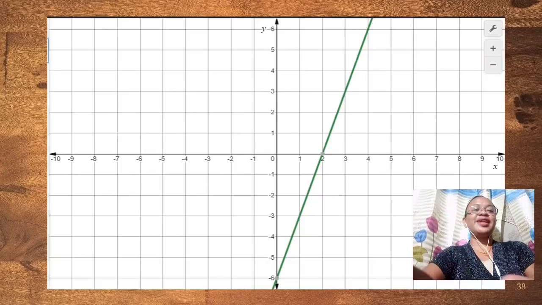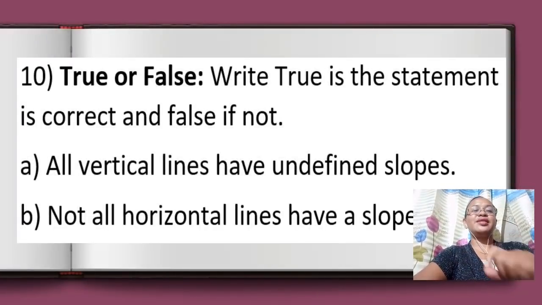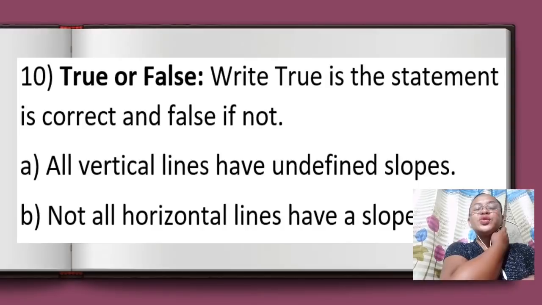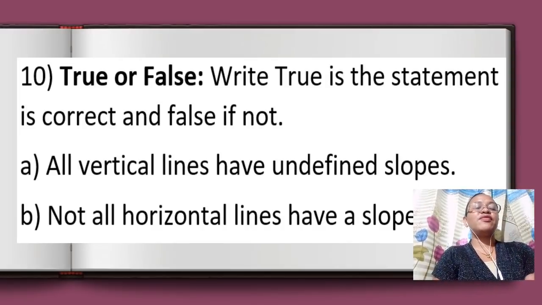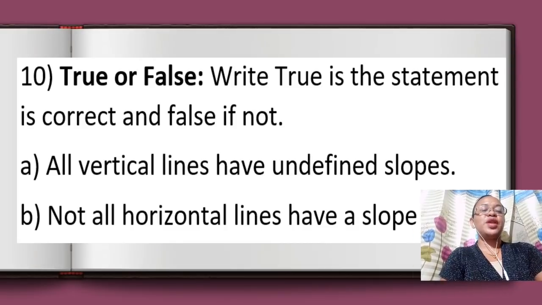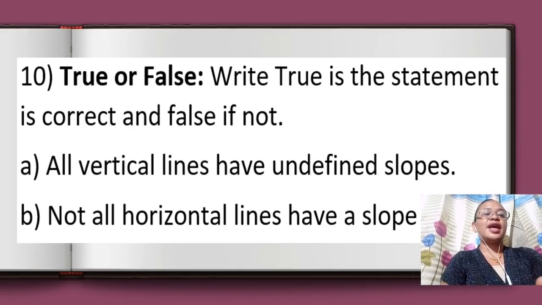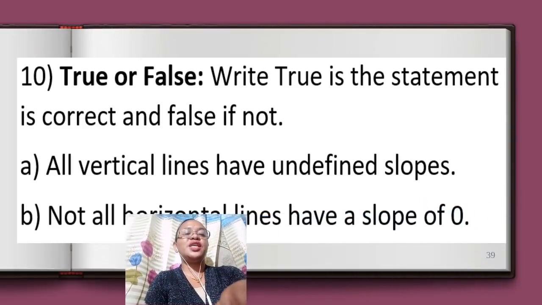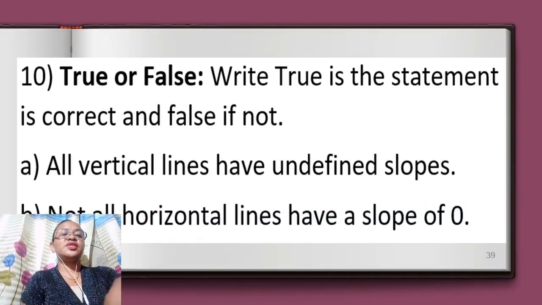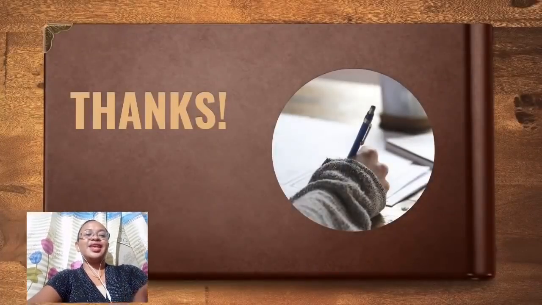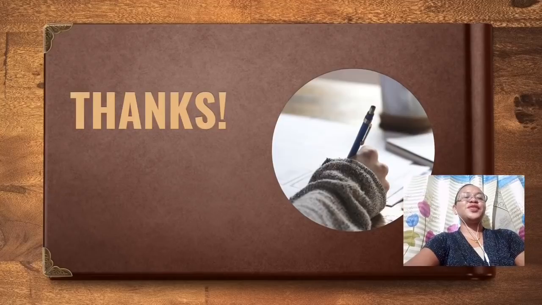And so, that ends our, wait, there is still number 10. True or false? Write true if the statement is correct and false if not. Letter A, all vertical lines have undefined slopes. Letter B, not all horizontal lines have a slope of 0. So you just write there, true or false. And I think that ends our discussion for today.